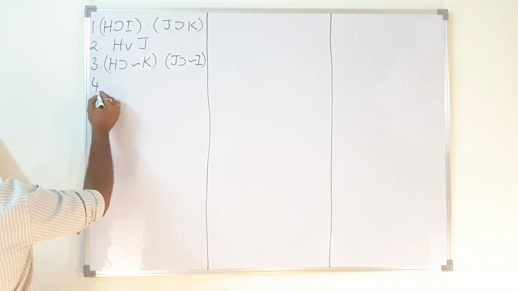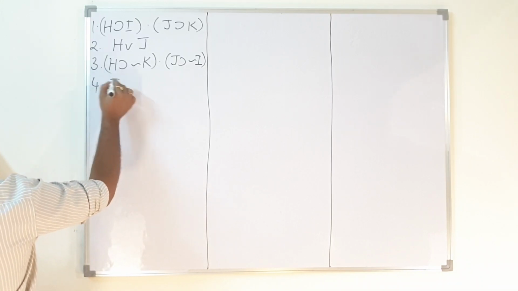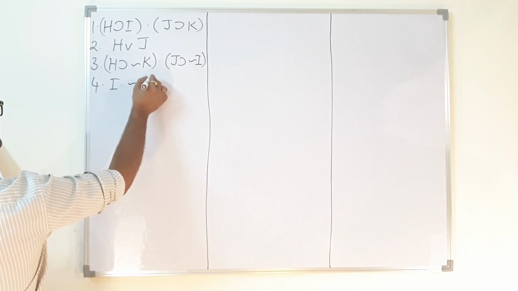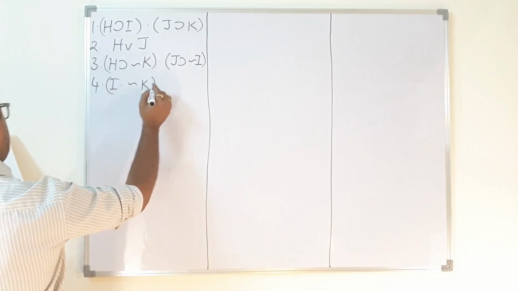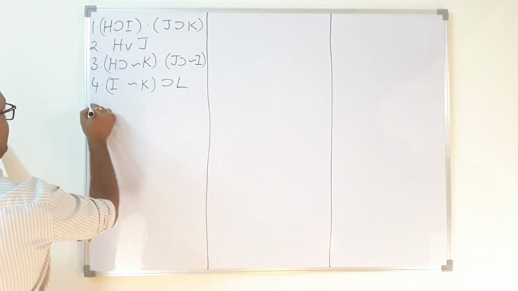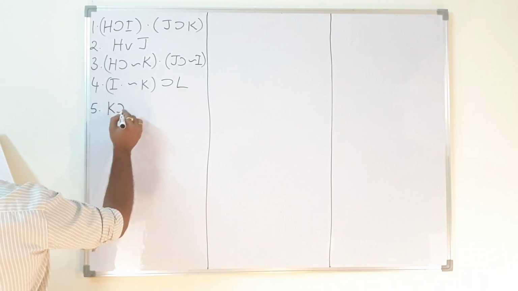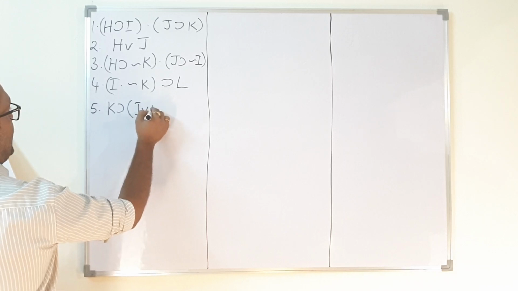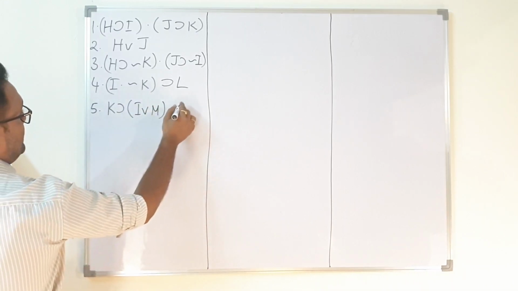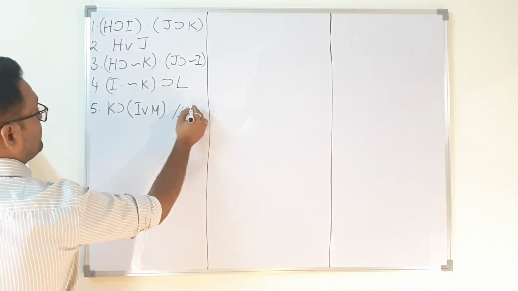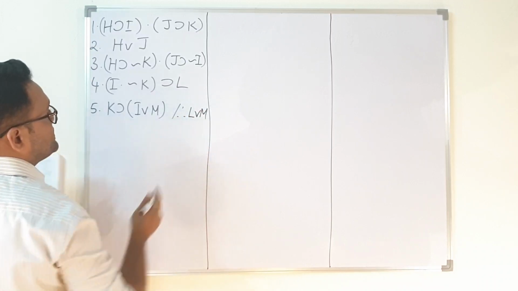Fourth is I dot negation K implies L. Fifth, K implies I wedge M. Therefore, we have to prove L wedge M. So this is the question.